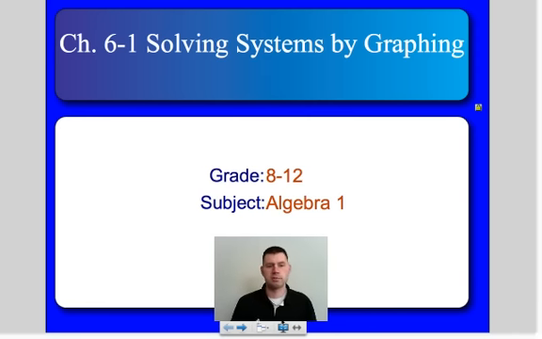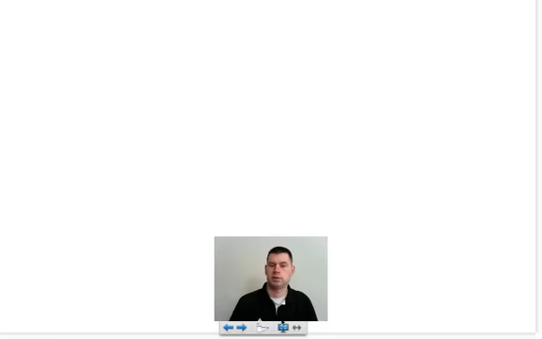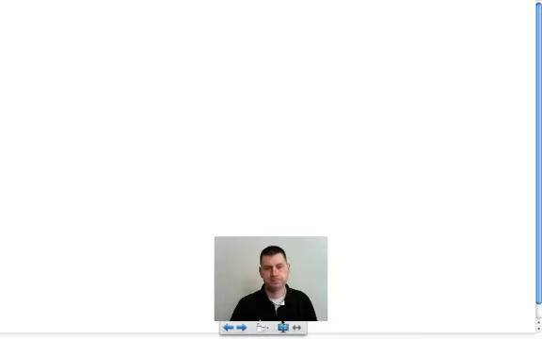Okay, well today we're going to be talking about 6-1, solving systems, and we're going to do this by graphing. Our lesson objectives are to solve systems of equations by graphing and to analyze special systems. Our standard is A1.3.1.